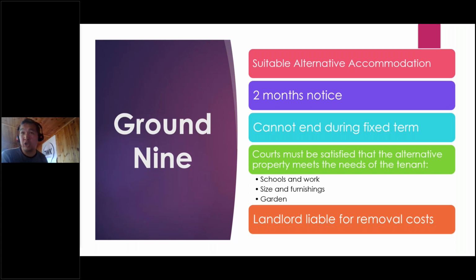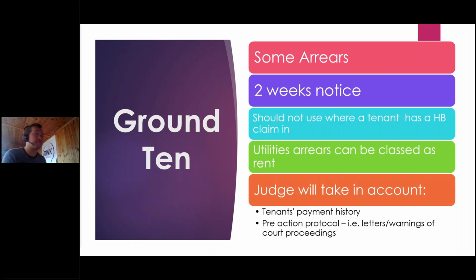But ground 9 is, again, a very uncommon ground, but it might be a ground which becomes much more common when Section 21s get abolished. And the landlord would be liable for the removal costs of that tenant, or the moving, obviously, from one property to the other. So ground 9 is our discretionary ground. Again, I'll be very surprised if you ever get a judge awarding you possession under ground 9. So I wouldn't advise going on that ground only. But again, as I said, it may become much more common when Section 21s get abolished.